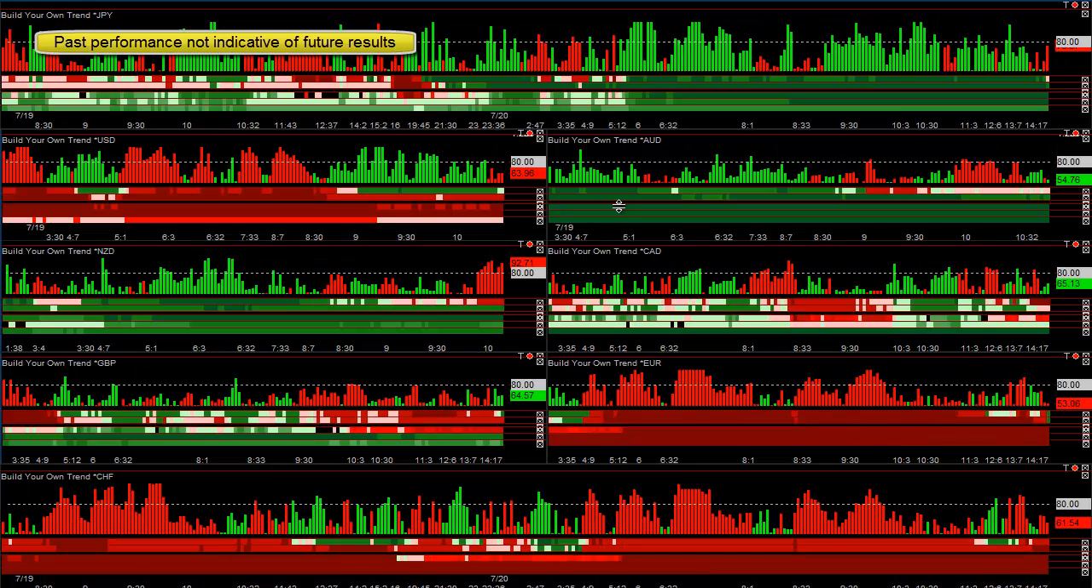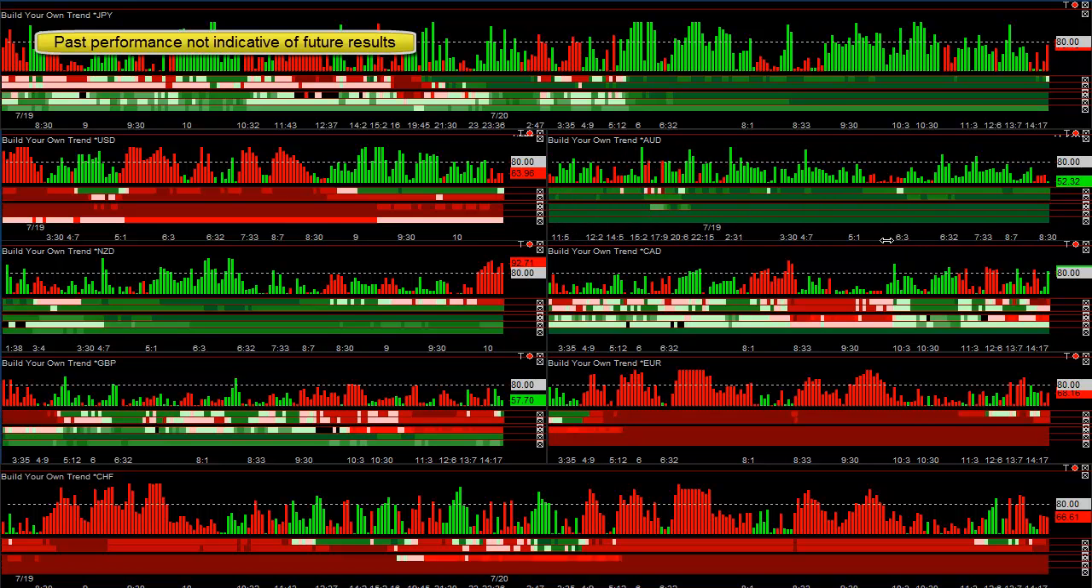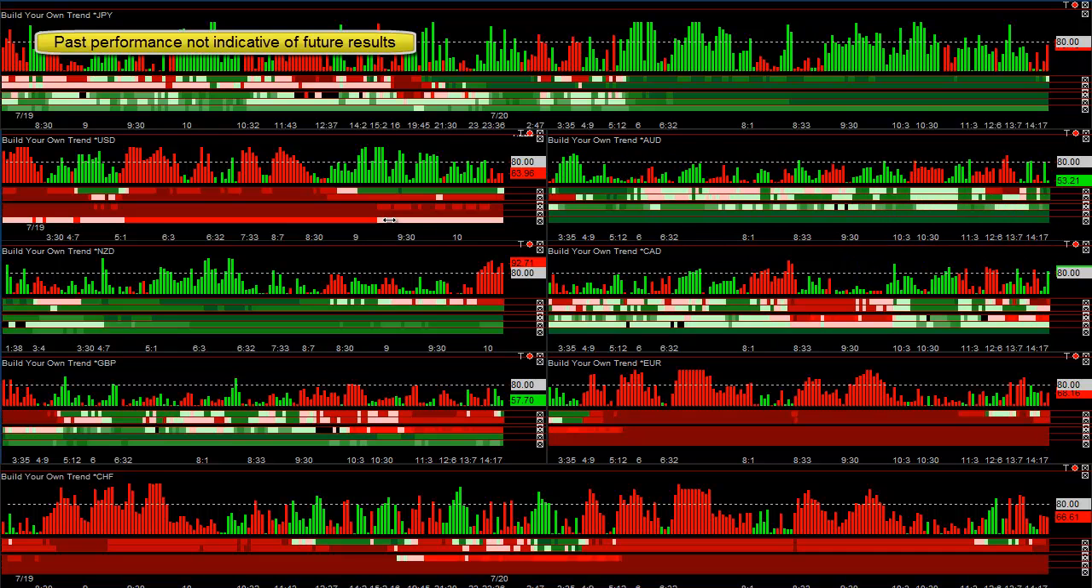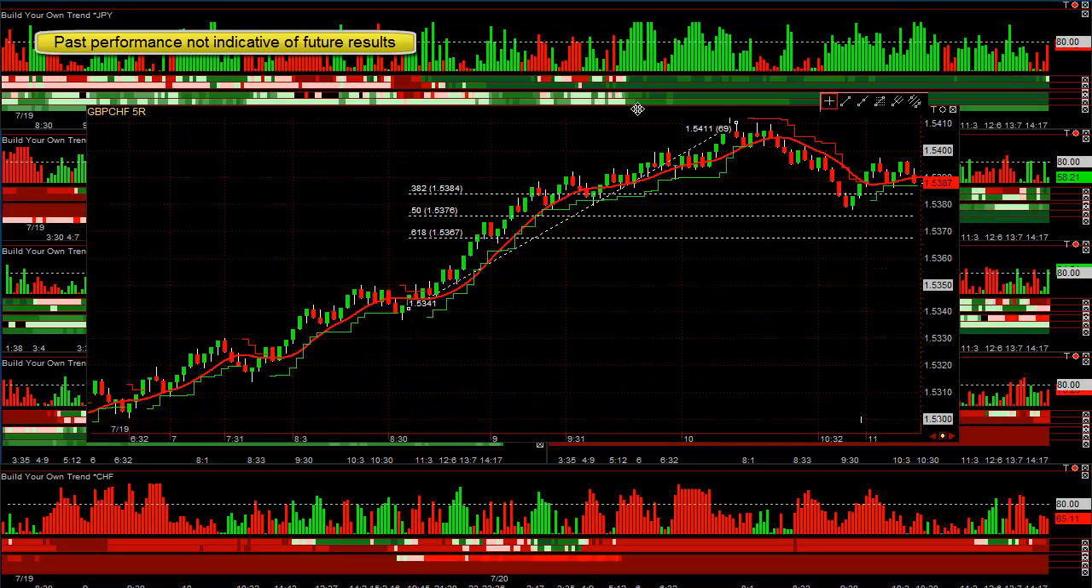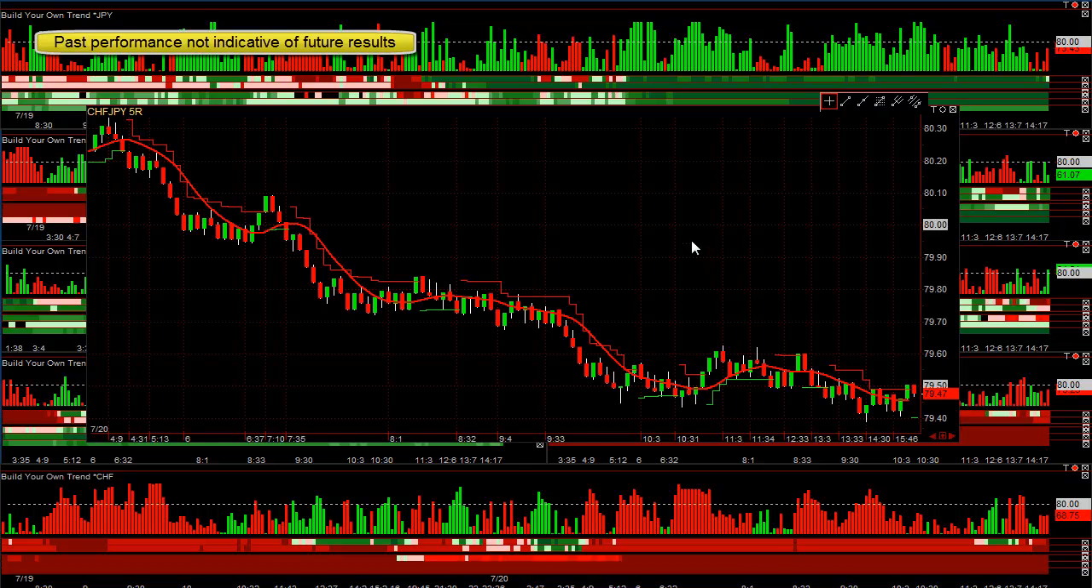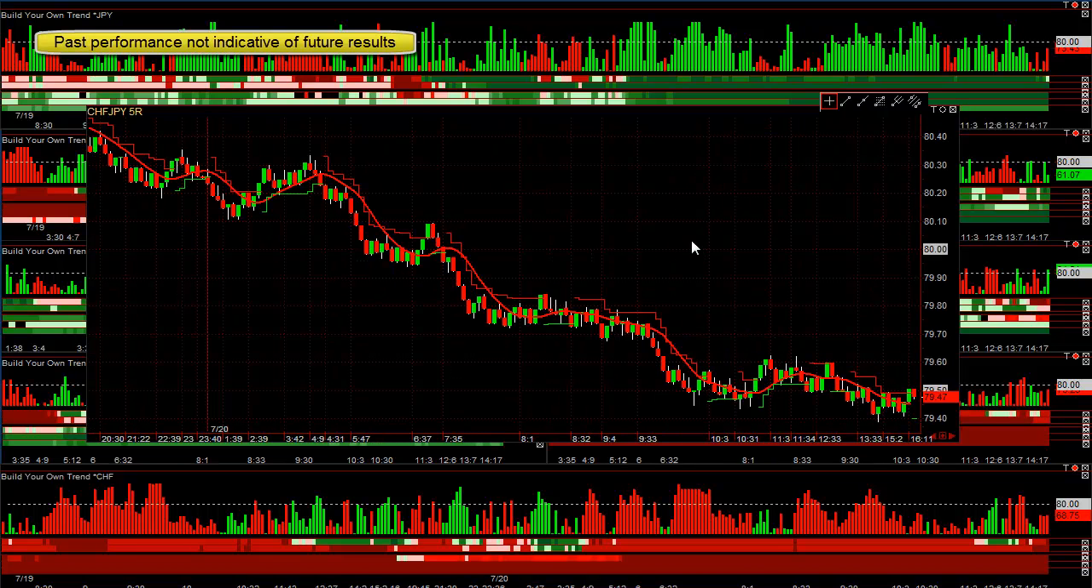So again, looking at some of the other pairs on here, the Australian, very strong today. I'm sorry, that was actually yesterday's. It was moderately strong today. The Swiss was also weak. Let me bring up a Swiss yen chart. A weak Swiss, strong yen. This is one that you want to be focusing on selling as well. And as you can see, just down all day long.